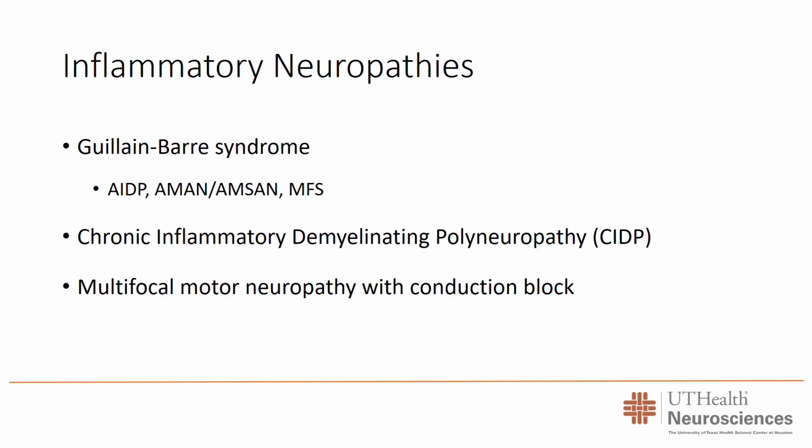So inflammatory neuropathies, a very exciting class of neuropathies because they tend to be very treatable. One of those kinds of neuropathies is Guillain-Barré syndrome that has multiple variants, things like AIDP and Miller-Fisher syndrome. Also CIDP, or chronic inflammatory demyelinating polyneuropathy, which is an inflammatory neuropathy that's chronic, and also multifocal motor neuropathy. These neuropathies are generally treated with immune modulating therapies, things like IVIG and plasma exchange.